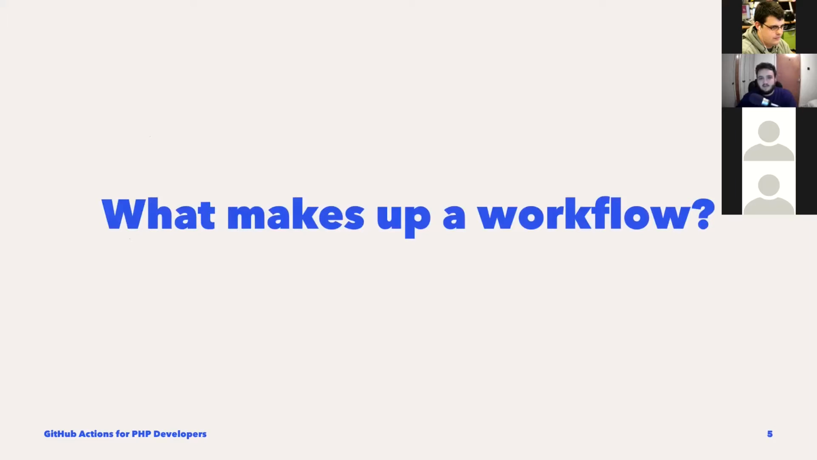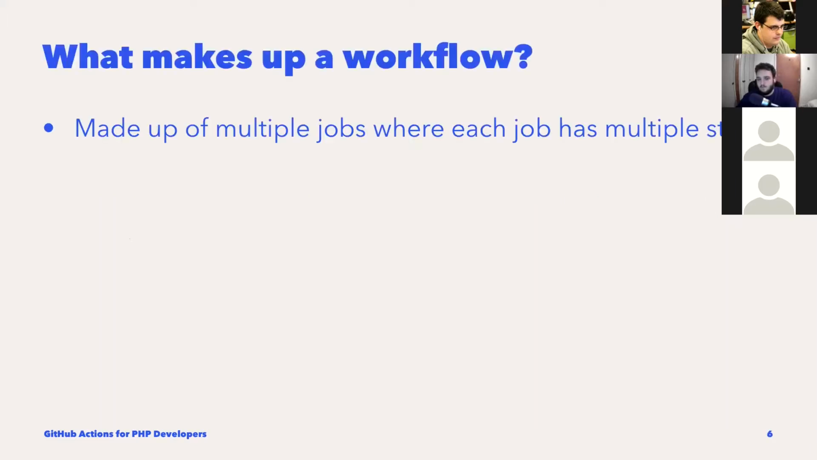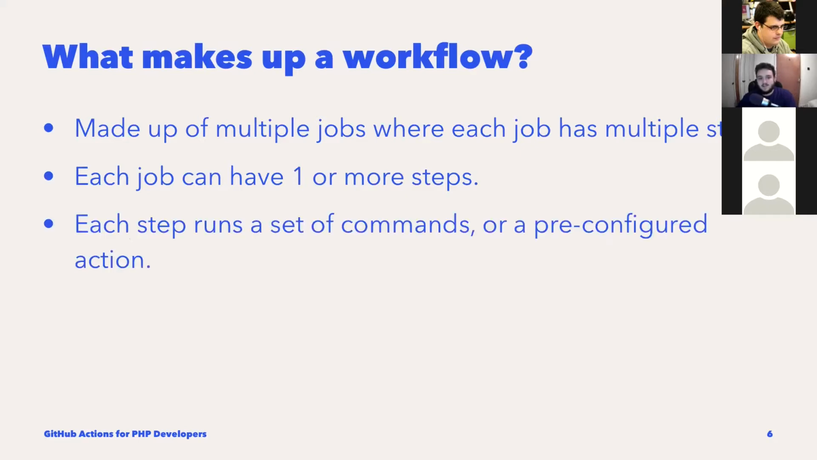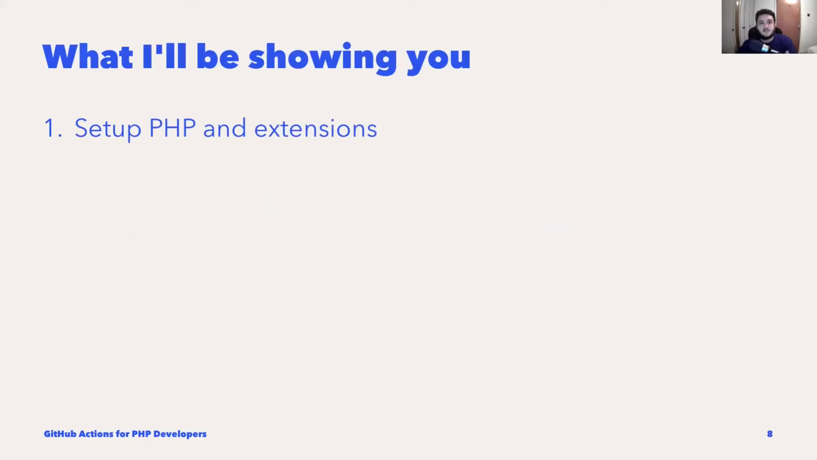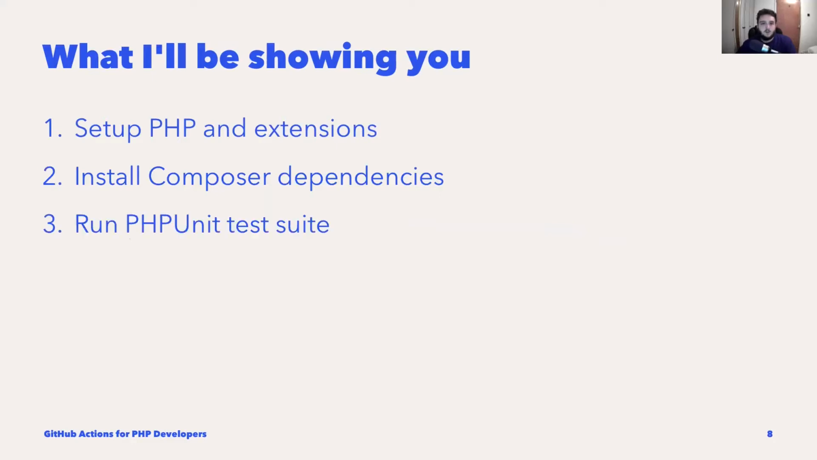But what actually makes up a workflow? Well, a workflow is made up of multiple jobs where each job has multiple steps. And each of those jobs can have one or more steps. And each step generally runs a command or a set of commands or even a pre-configured action. So what I'll be showing you today is how to set up PHP and any extensions that you need, how to install Composer dependencies, how to run your PHPUnit tests, as well as set up Psalm, which is static analysis.